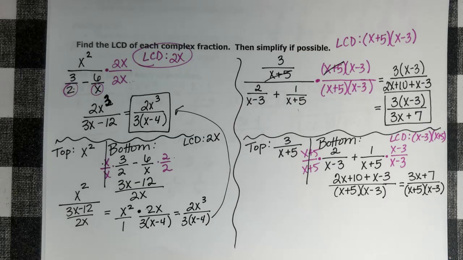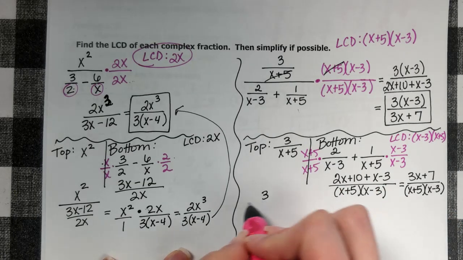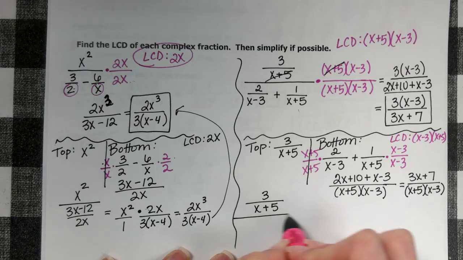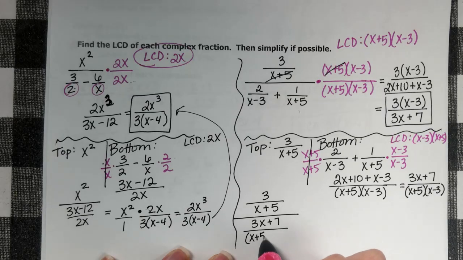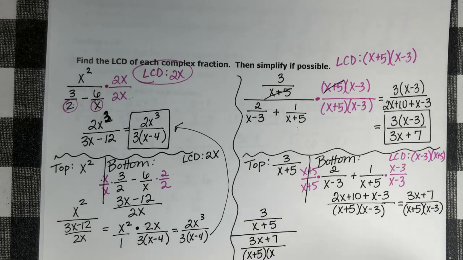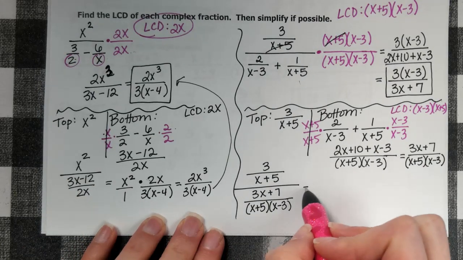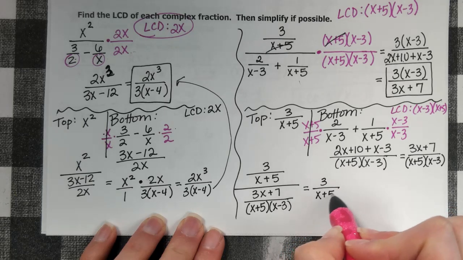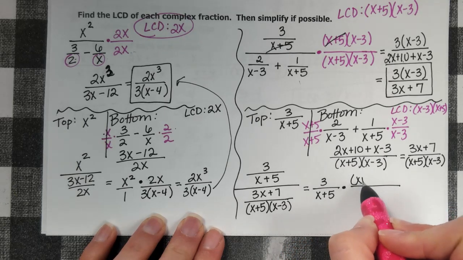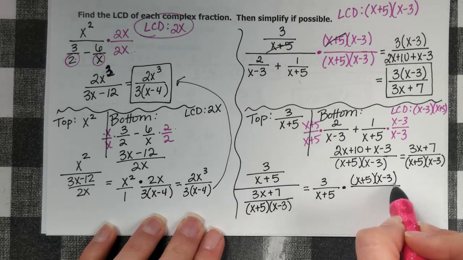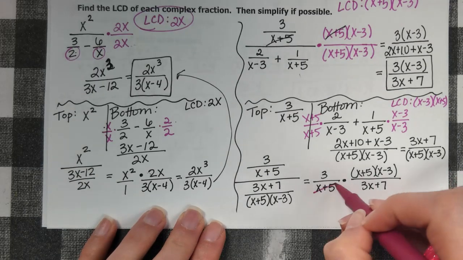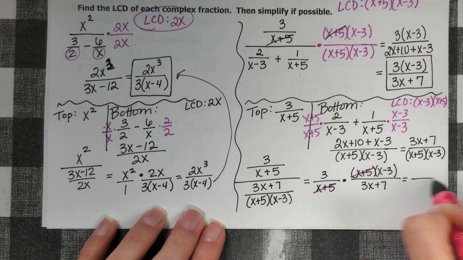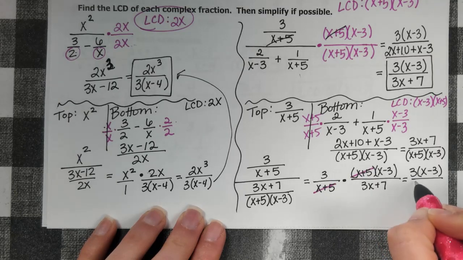So when I put it back together, I've got 3 over x plus 5 all over 3x plus 7 over x plus 5, x minus 3. So then I do my keep, change, flip, and keep 3 over x plus 5 times my flip of x plus 5, x minus 3 over the 3x plus 7. I can simplify that x plus 5. There is my 3 times x minus 3 over 3x plus 7.